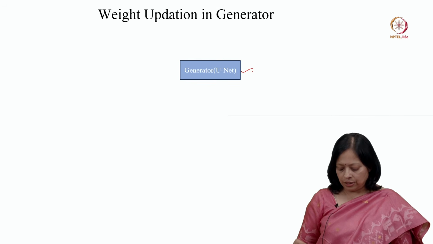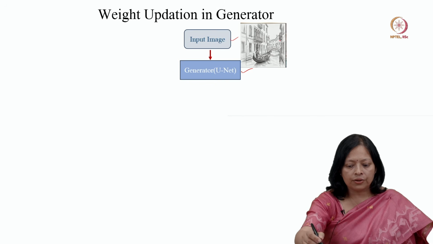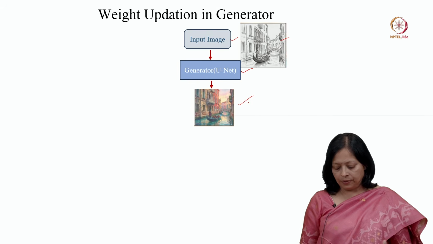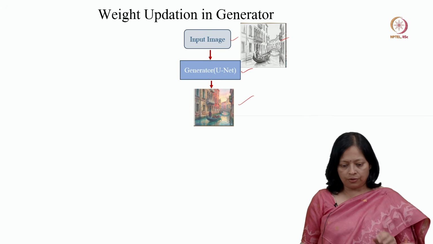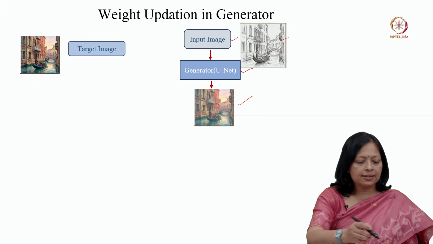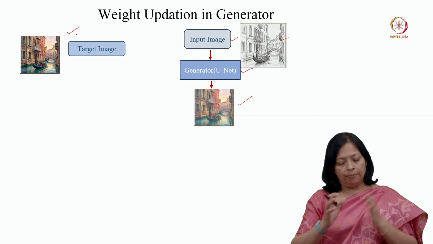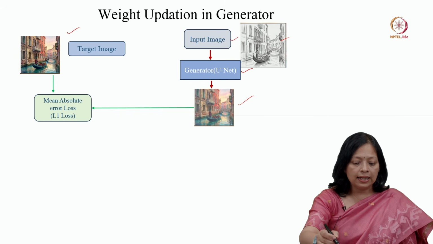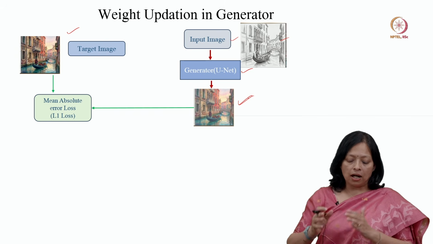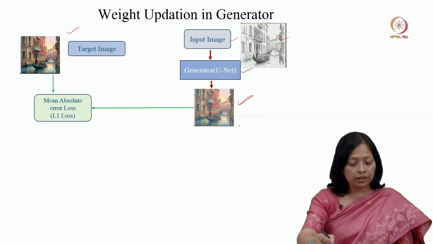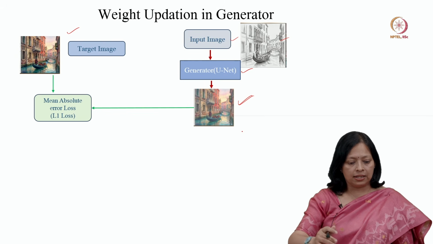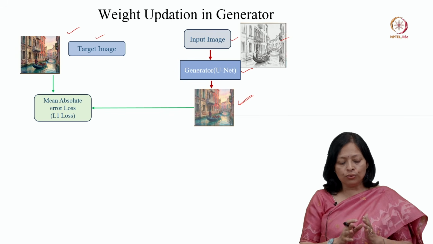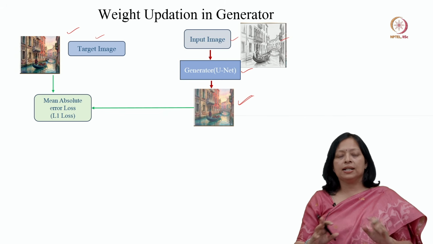So, we know the generator is a U-Net, and the input image to the generator is the sketch, which is your real sketch, and it outputs some fake B. Okay. Outputs some generated image of a painting. Now, this is your target image, which is the actual painting, okay, which is your real B. Now, what happens is, whatever is generated by the generator, and whatever is the target image, these two are processed through mean absolute error loss.